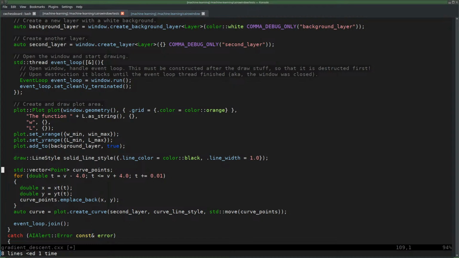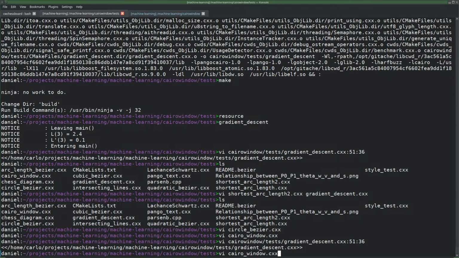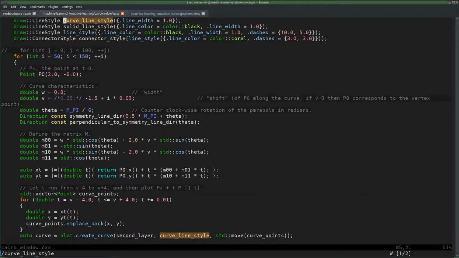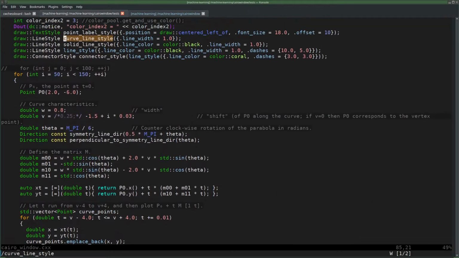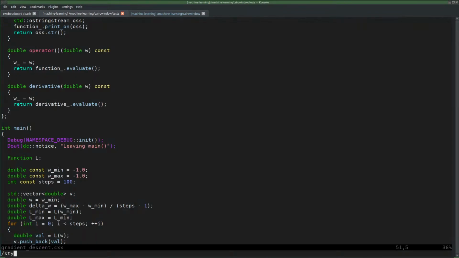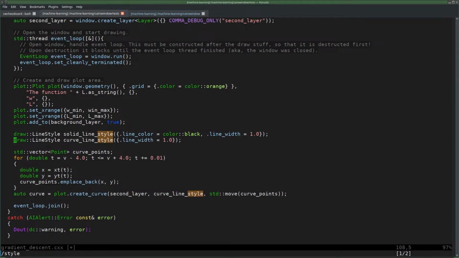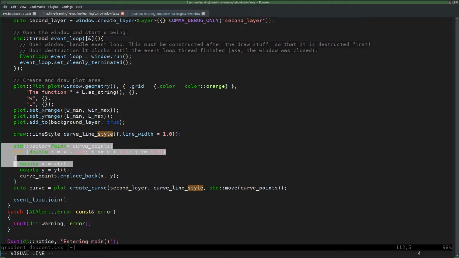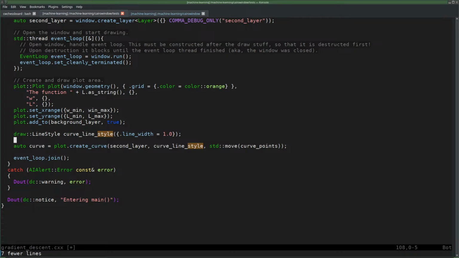Curve line style. Okay, let's go lazy. Yeah, just black. Black is already the default. Might as well use that. We have second layer and curve points is then a vector of points, which I already filled, or already should have filled really.